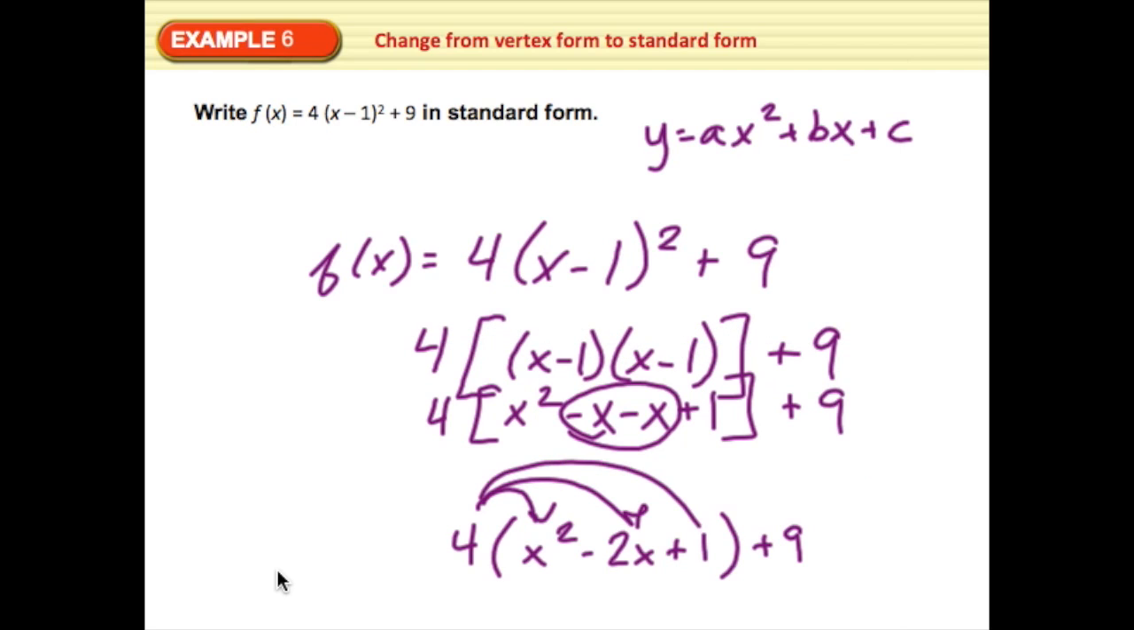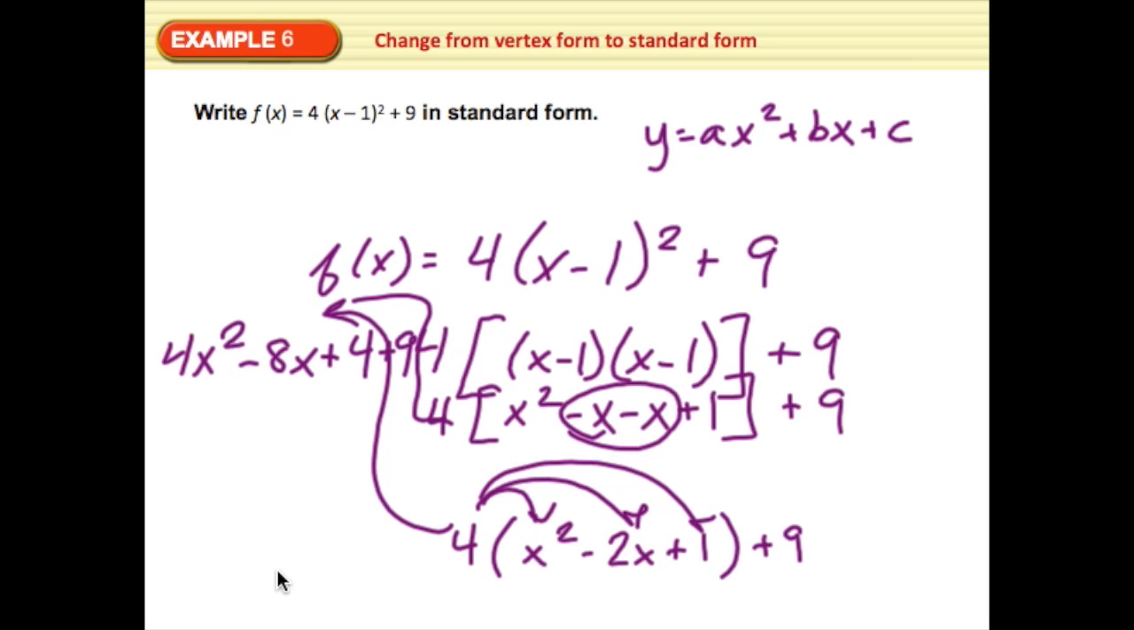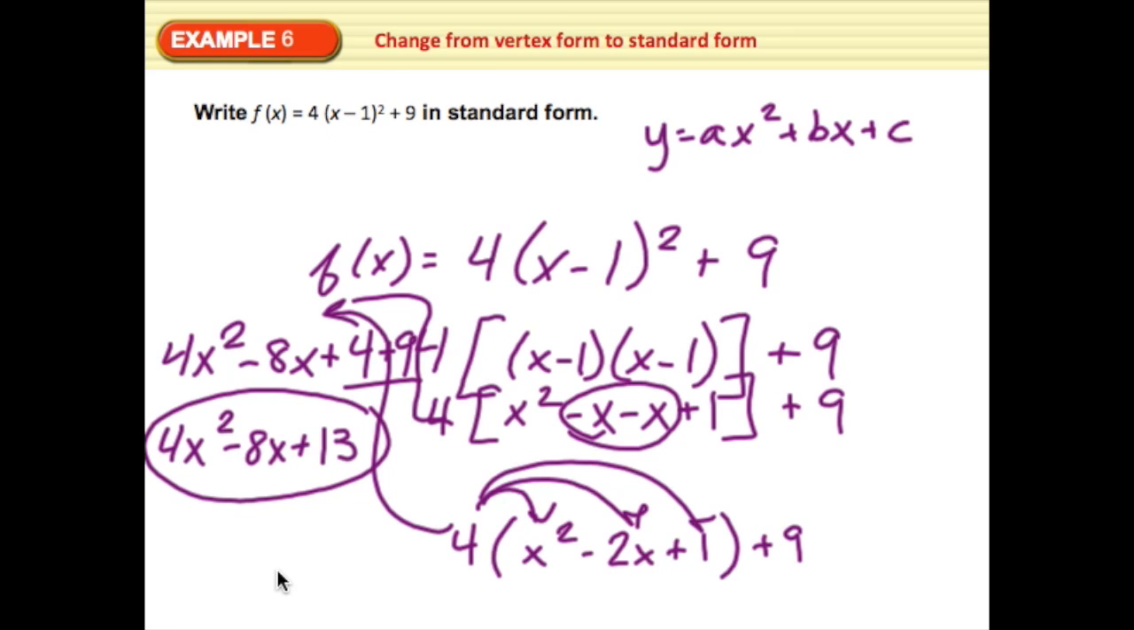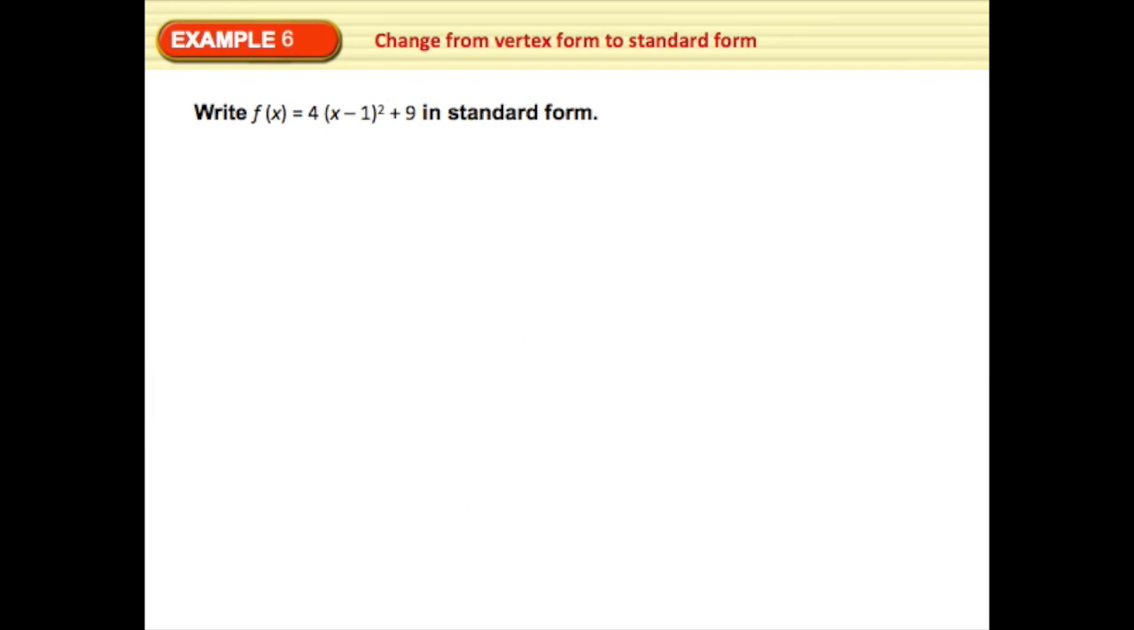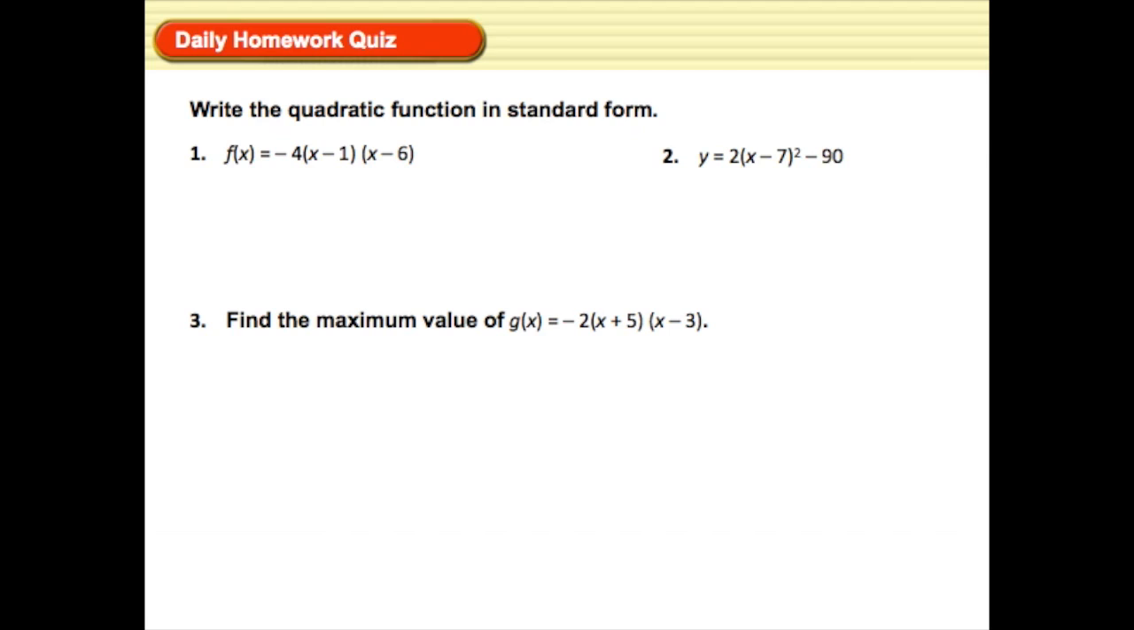So I need to distribute, and I can do that through, I'm going to move over here. So 4x squared minus 8x plus 4, and then I also have to include that plus 9 that was on the end. So I can combine plus 4 and plus 9, and that's going to be plus 13. 4x squared minus 8x plus 13 is, in fact, in standard form, right? That looks the same as ax squared plus bx plus c. So those two functions really gave us a sense of when you would use FOIL to simplify a function.